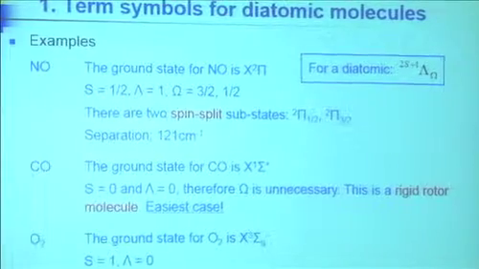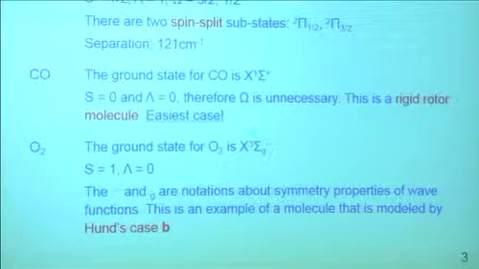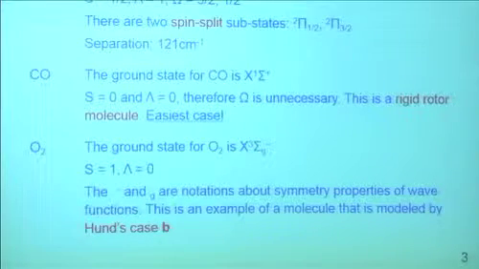It's the easiest case. Well, oxygen is a pretty important molecule. It's an X 3 sigma. We'll forget the g and the minus here. The 3 tells me that the spin is 1. There's 2 electrons kind of net in one direction. Lambda is 0. Oh, that's interesting. There's no net orbital angular momentum, but there is spin.